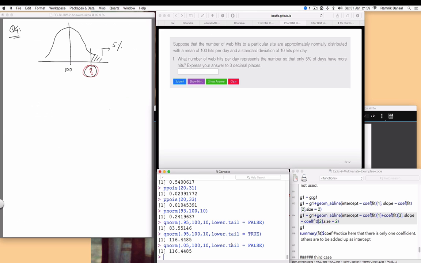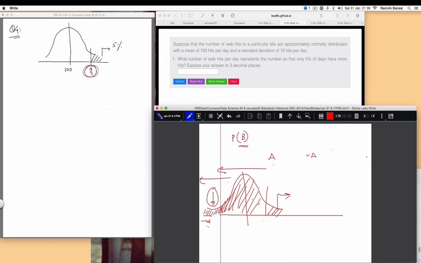Naturally, when we are saying lower dot tail is equal to false, it means it will start calculating from here. But know that finally it is always going to be from minus infinity to infinity when you integrate, from a low value to an upper value. So integration from minus infinity to x is going to be your probability. The cumulative density function always goes this way, never like this. You don't add the values like this. This is the area under the curve.